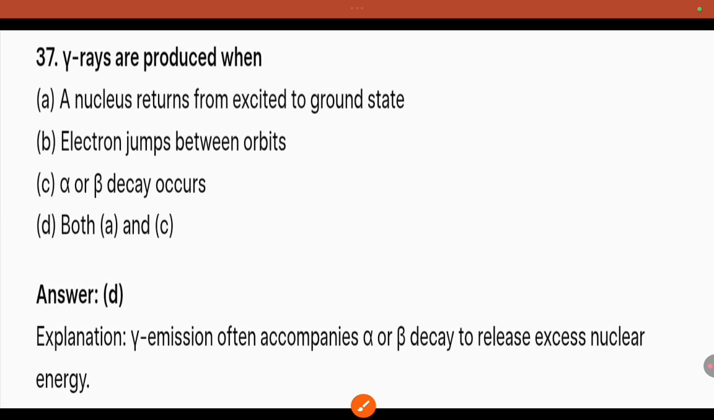Gamma rays are produced when a nucleus returns from an excited state to the ground state, or when alpha or beta decay occurs. So gamma ray emission is often accompanied by alpha or beta decay, releasing the excess nuclear energy.